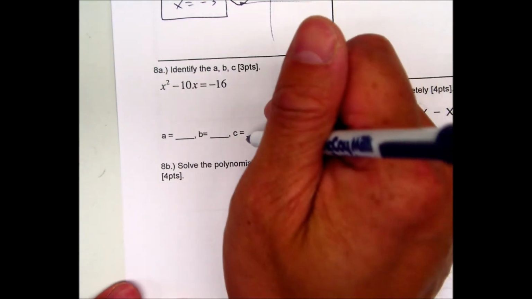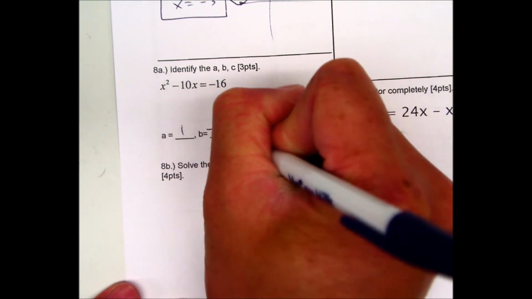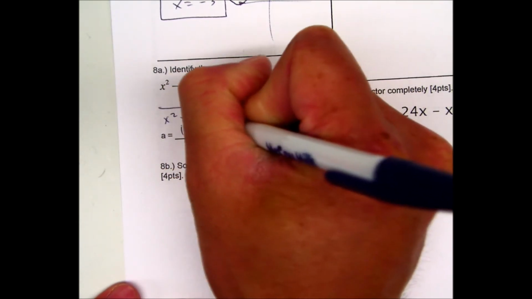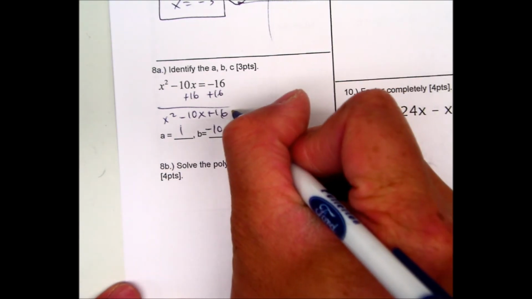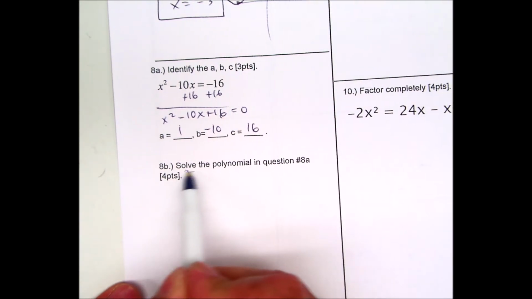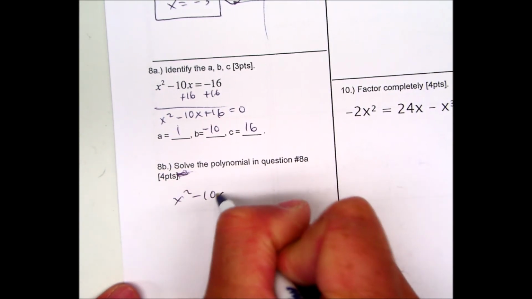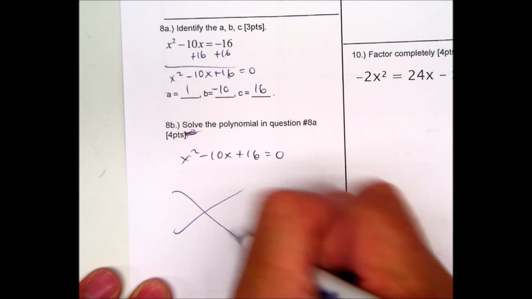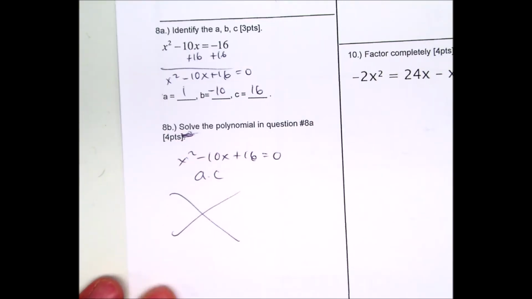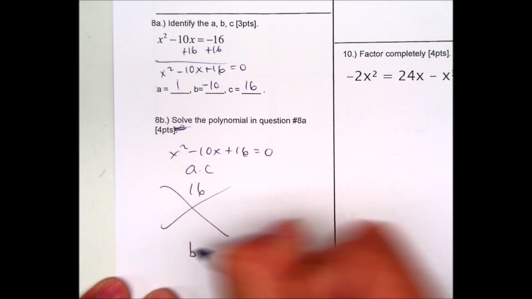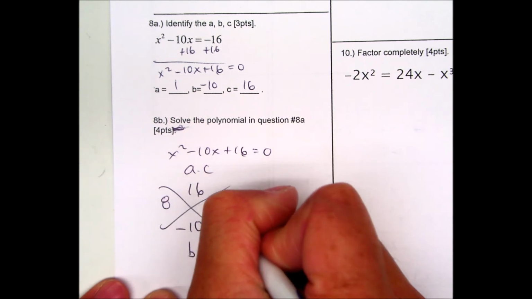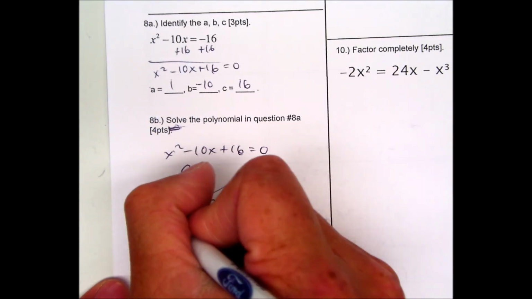8a, class, your C value, -16. No. What is it? Positive 16. Add 16 to both sides. X squared minus 10x plus 16 equals 0. And you're going to set it equal to 0 to solve, right? So x squared minus 10x plus 16 equals 0. We already have our A value times C. Class, what's A times C? 16. B value? Negative 10. Our two numbers? Negative 8 and 2. Both negative.